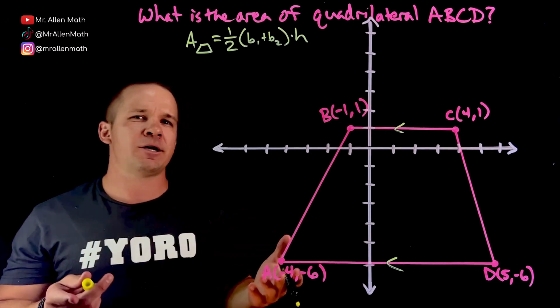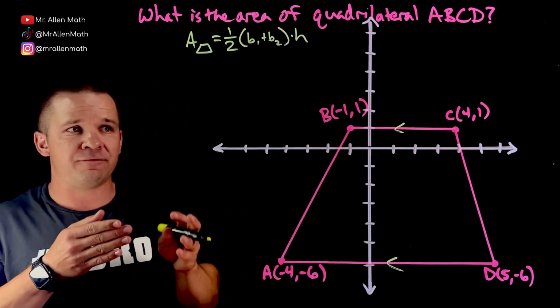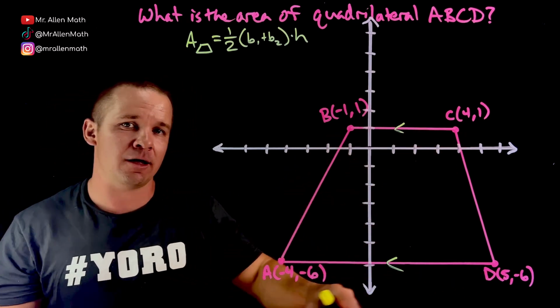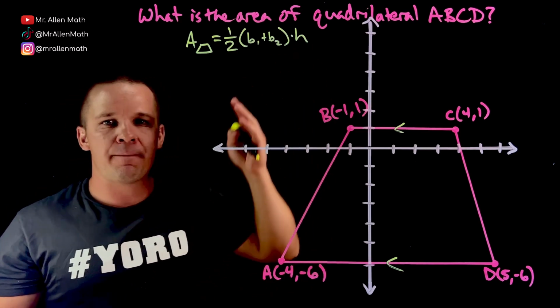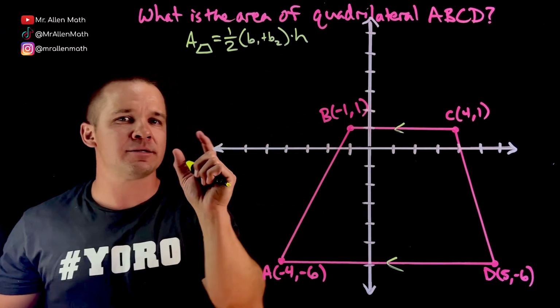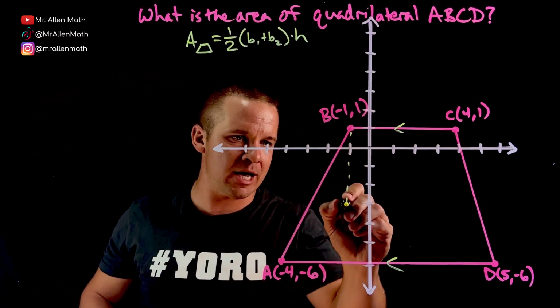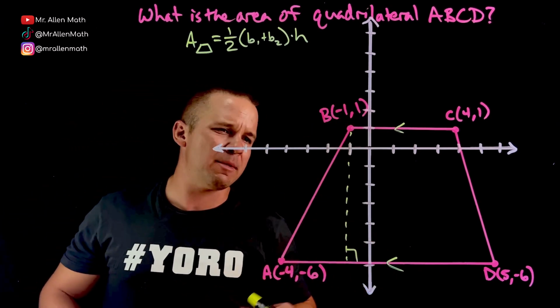So if you think about a rectangle, it's just base times height, right? But with a trapezoid, I have two different bases. This guy's shorter than that guy. So what I'm going to do is average the length of my two bases and multiply it by my height. That 1/2 times the sum of my bases is the average of the bases. But I am going to need that height. So that's my height right there.